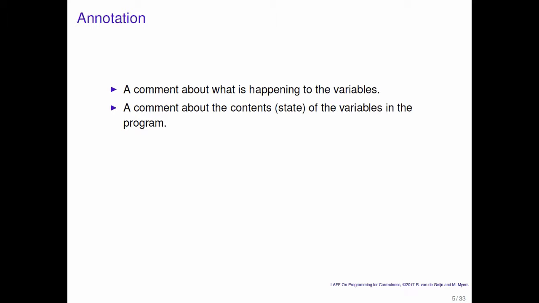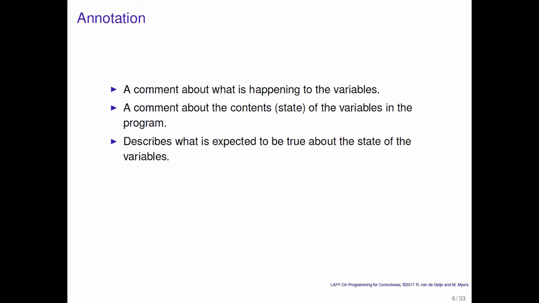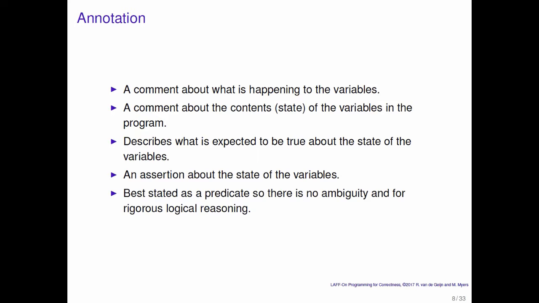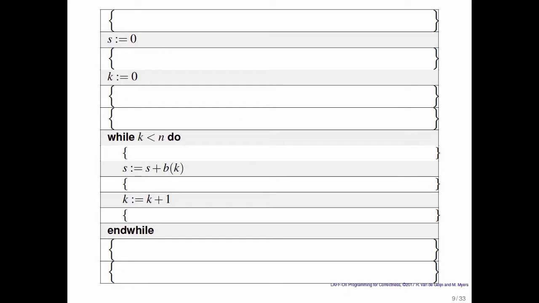So what is an annotation? It's a comment about what's happening to the variables. It's a comment about the contents, or the state as we will say it, of the variables in the program. And it describes what is expected to be true about the state of the variables at the point where you insert the annotation. An assertion about the state of the variables is another, more precise way of saying it. And it's best stated as a predicate so that there's no ambiguity and so that you can rigorously reason about the program. So let us illustrate that.